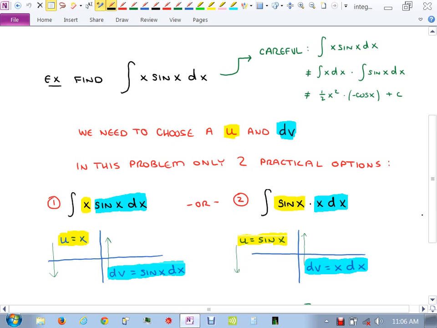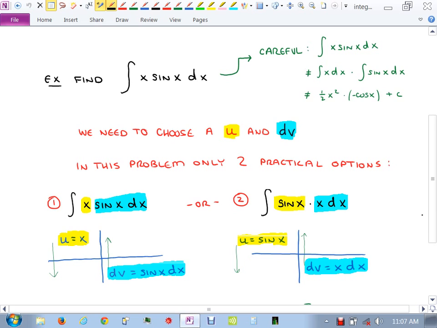And in this particular problem, we really only have two practical choices. We can look at the integral and say, all right, I'll let my x be my u, and I'll let my sine x dx be my dv, right? That okay?